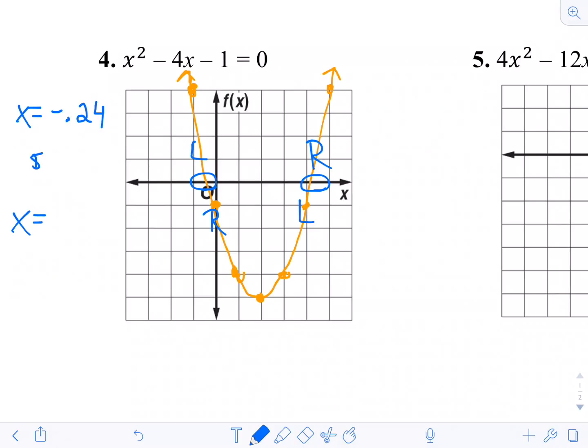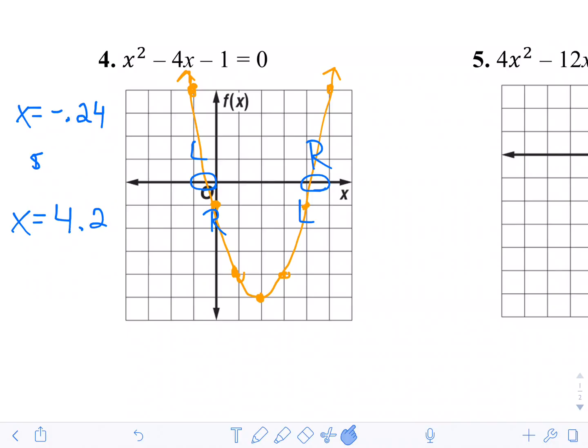And then for the other one, your left side's below, right side is above. So second trace, 0. Left bound is right below it. Right bound is right above it. And then we're going to hit guess. And so whenever I do this, my answer comes out to 4.2. And it should make sense because we just said that that 0 should be between 4 and 5. Well, 4.2 is between 4 and 5.